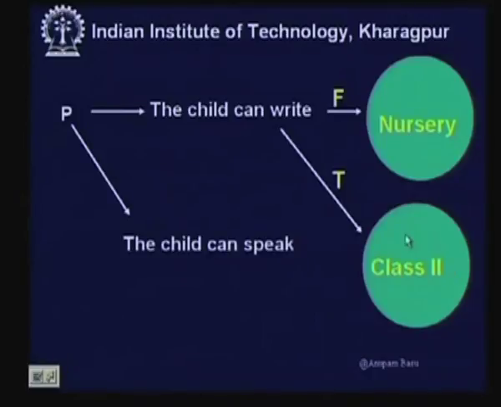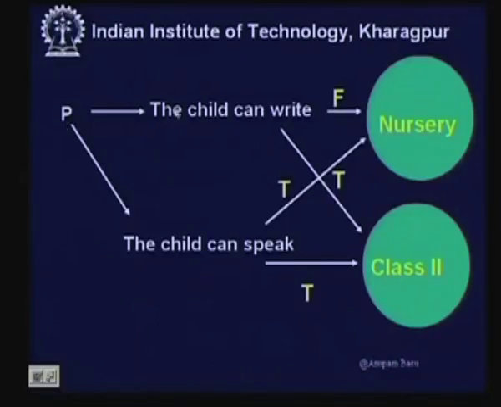Again, suppose this P is now interpreted as another statement, the child can speak. Now, the child can speak is an interpretation of P, but again that one, when I interpret in the world nursery, that should evaluate to true. Again that thing, when interpreted in the world of class 2, that is true. So, you see this statement P can have value true or false depending on its interpretation.